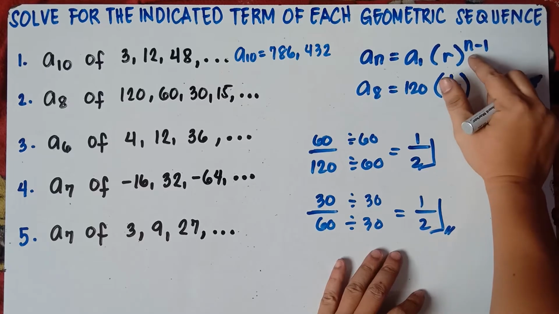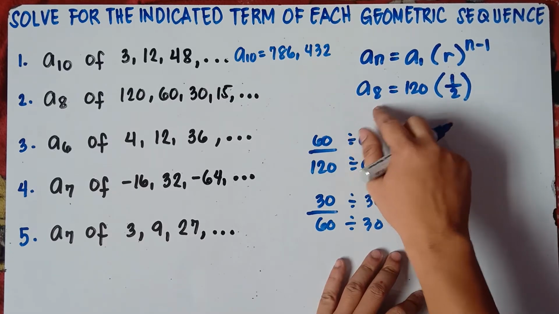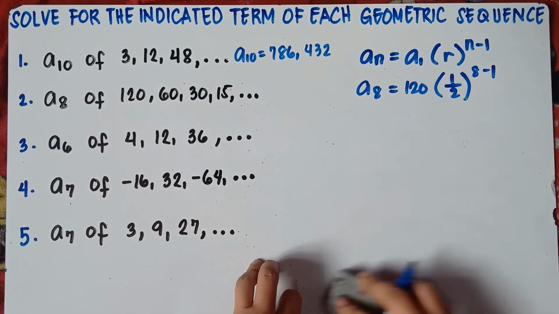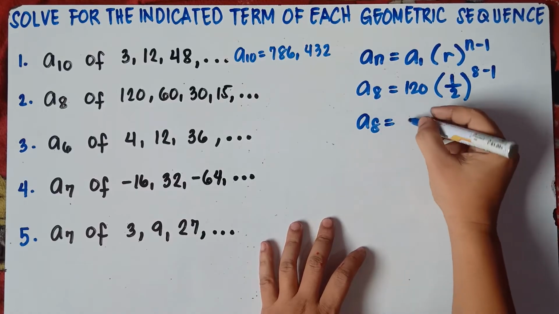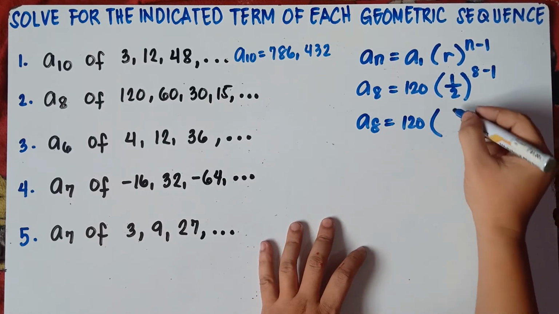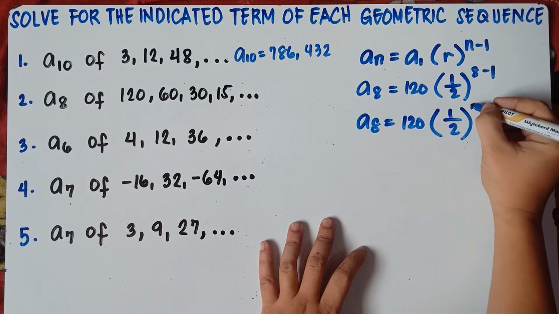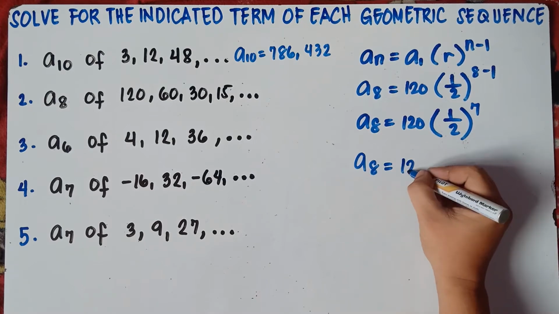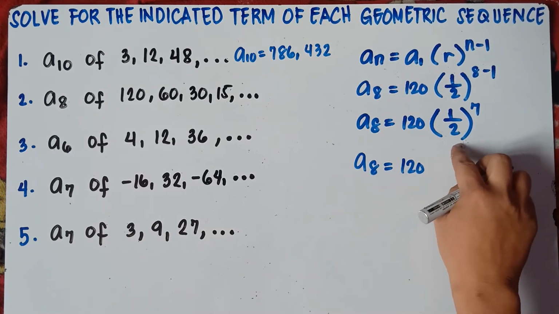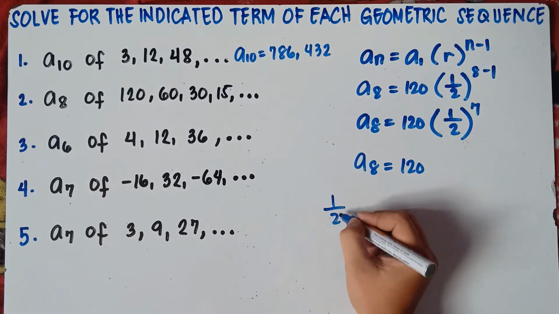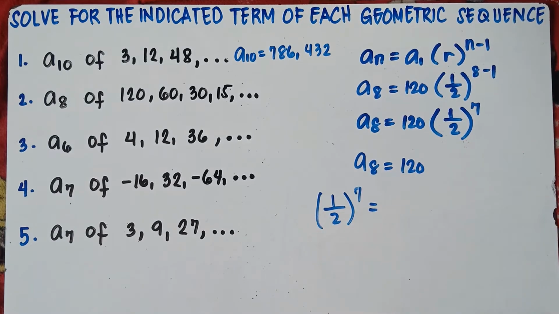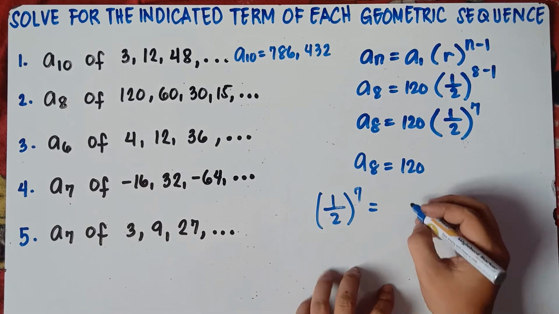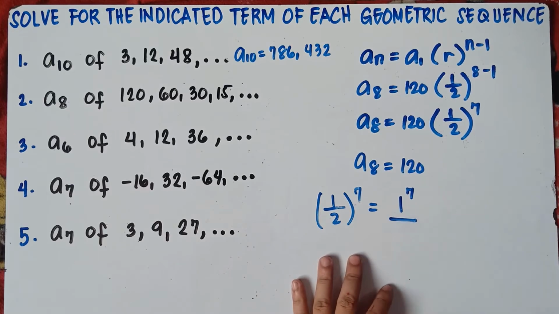So n is the number of terms. We're looking for the 8th term, so 8 minus 1. So this will be a sub 8 equals 120 times 1/2 raised to the power of n minus 1, that is 7. So a sub 8 equals 120 times, you simplify this one first, parenthesis, exponent. So 1/2 raised to the power of 7, it means that you multiply this one 7 times. You can actually distribute this one, class. This is actually the same as 1 raised to the power of 7. You distribute, class, this one.